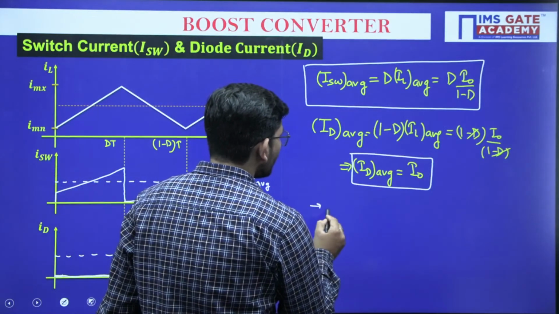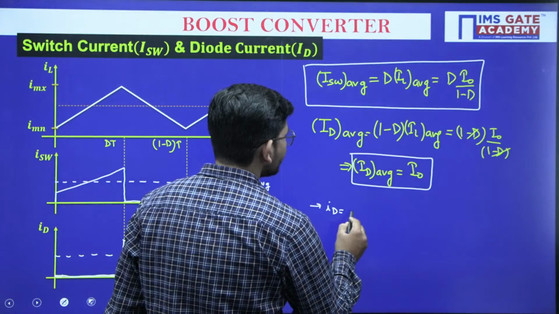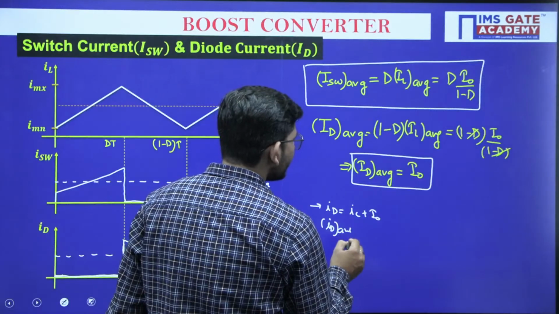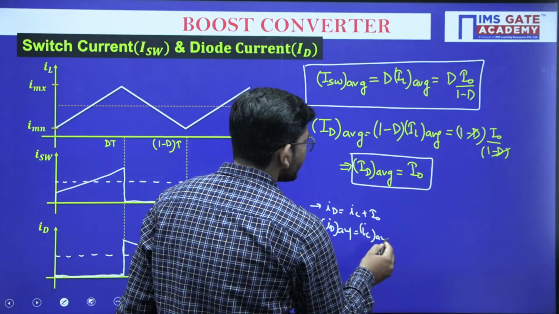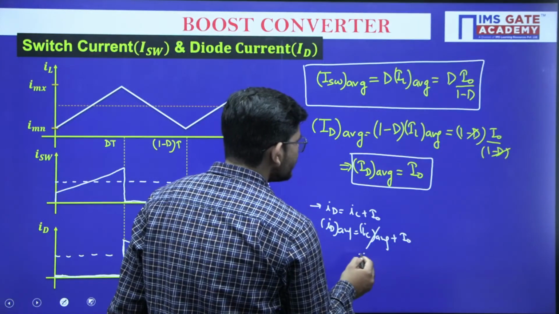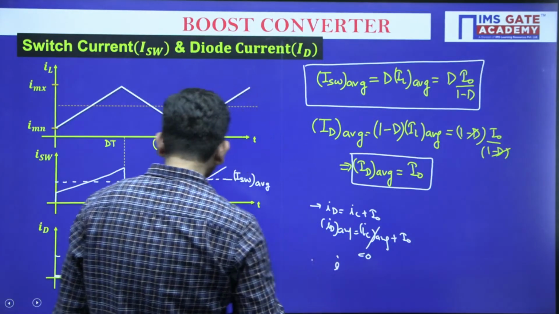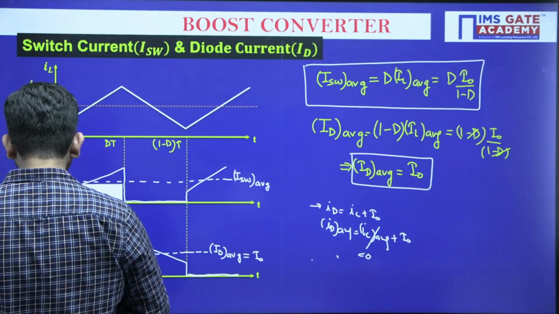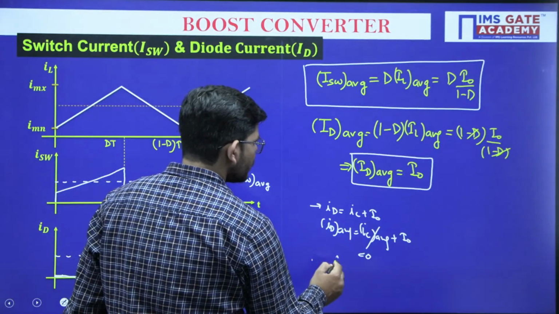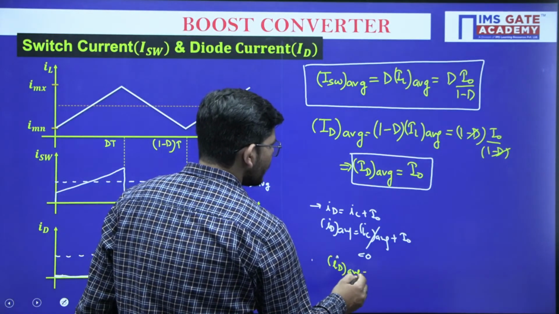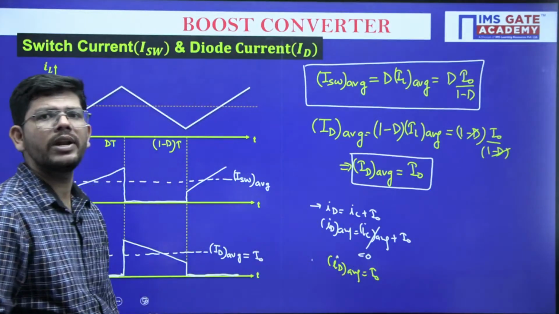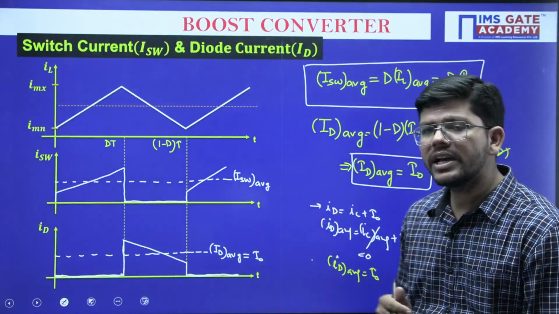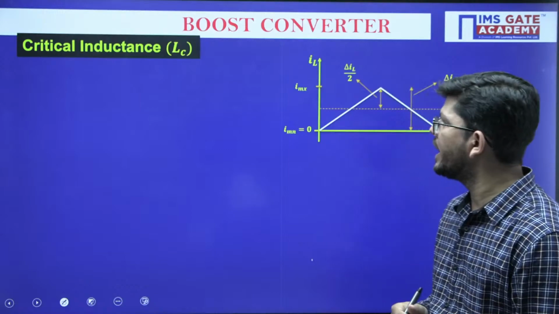And it has to be. The diode current is equal to IC plus I naught at any time. If you are finding the average diode current, that has to be the average capacitor current plus I naught. Now what is the average capacitor current? It is equal to 0. So ID average has to be I naught, and that's what we are getting through the formula as well. So this is how we can find the switch current and the diode current as well. We have calculated everything here.